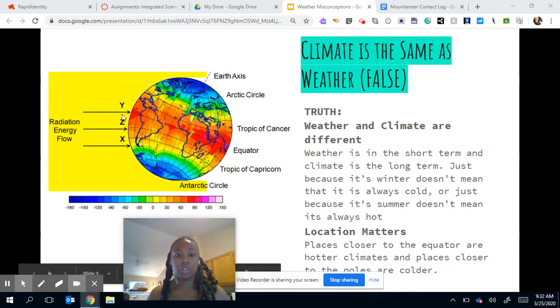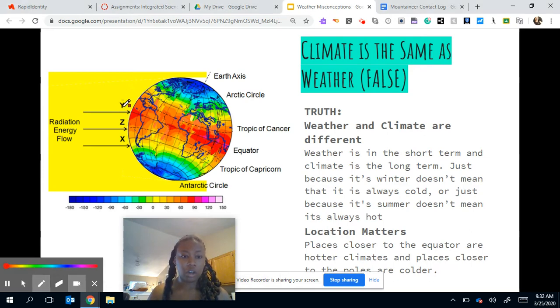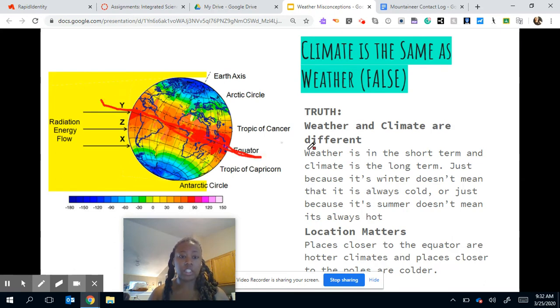Location matters. So if we look here at this photo, right along this line where it's red is our equator. That's the center of our Earth. It's always tropical. Look at the temperatures here. So anything that falls closer to the equator is going to be tropical. Ecuador is tropical. So you want a vacation in Ecuador because it's hot. You don't want to go up into the North Pole and vacation.